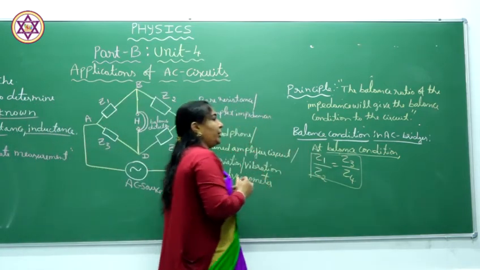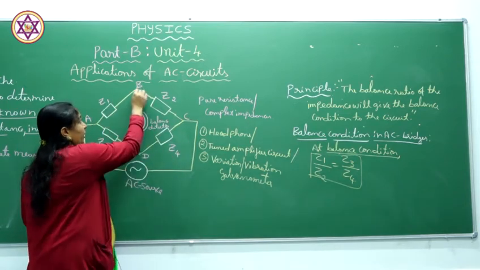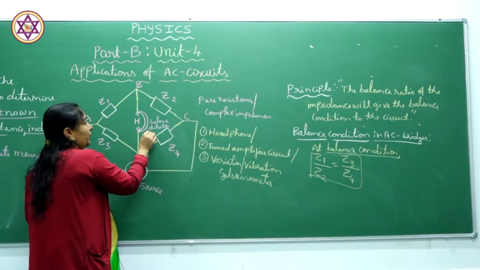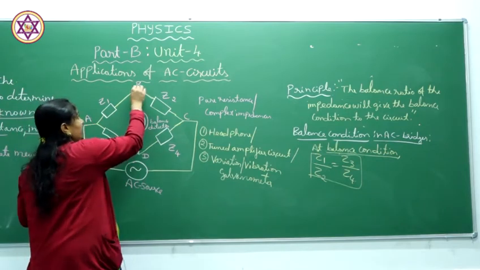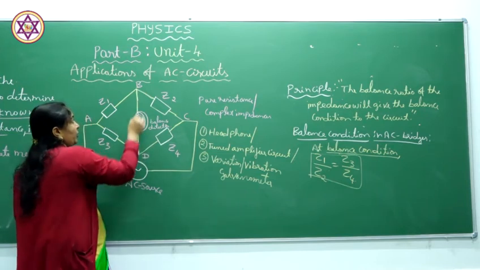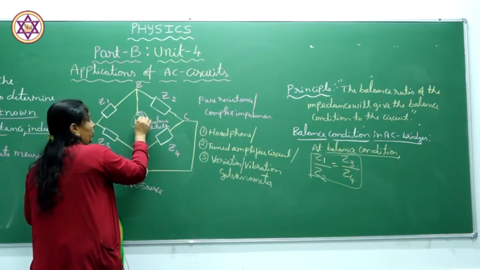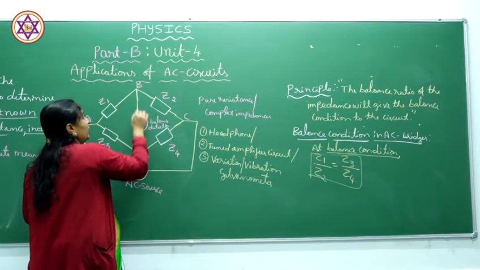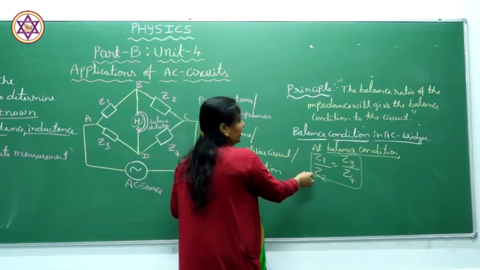How do you know the potential difference across BD is the same? It will be indicated by minimum sound in the headphone. So the potential difference at B and D are the same. If the sound in the headphone is minimum, then the balance condition is obtained. So this is the balance condition.